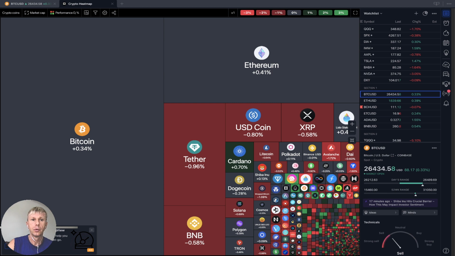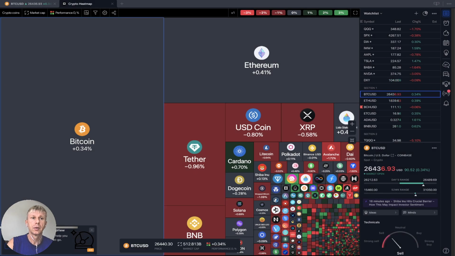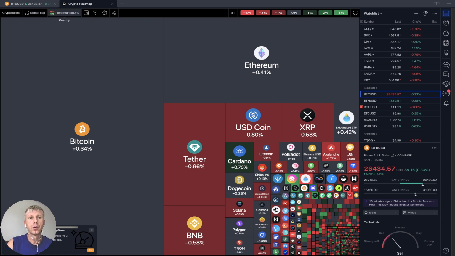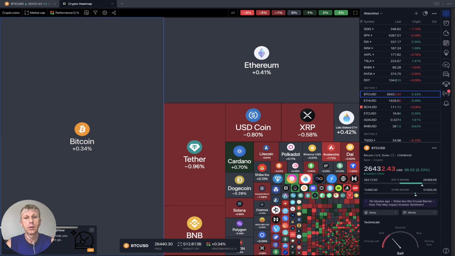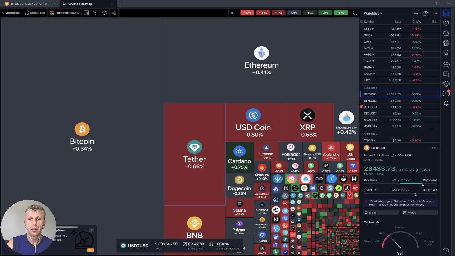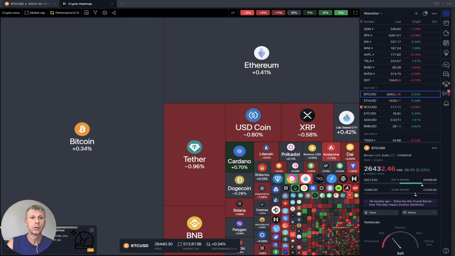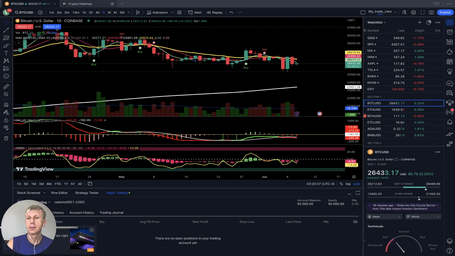Let's move to the crypto heat map. It shows all crypto coins, market cap, and daily performance. Daily performance looks like all red and flat. Few of them just green. That's all. Let's move to charts.